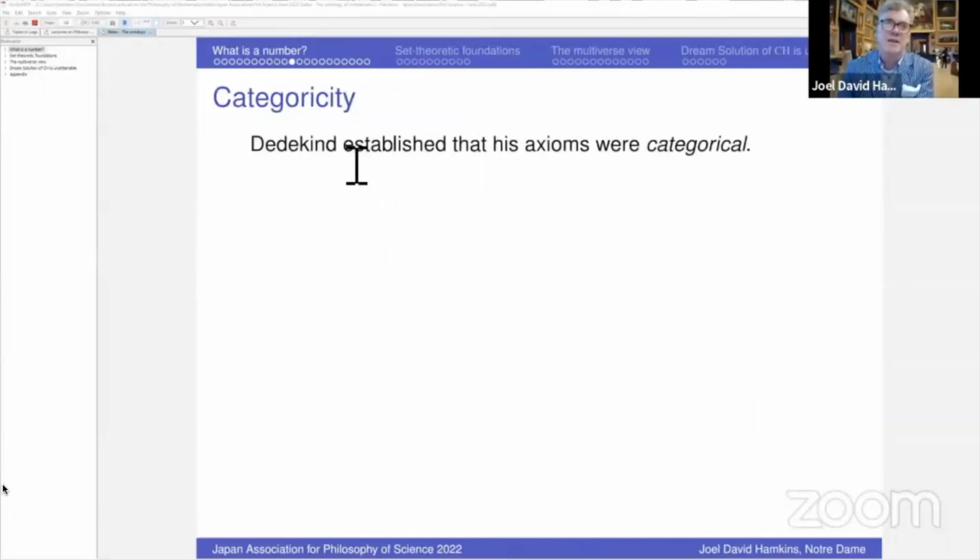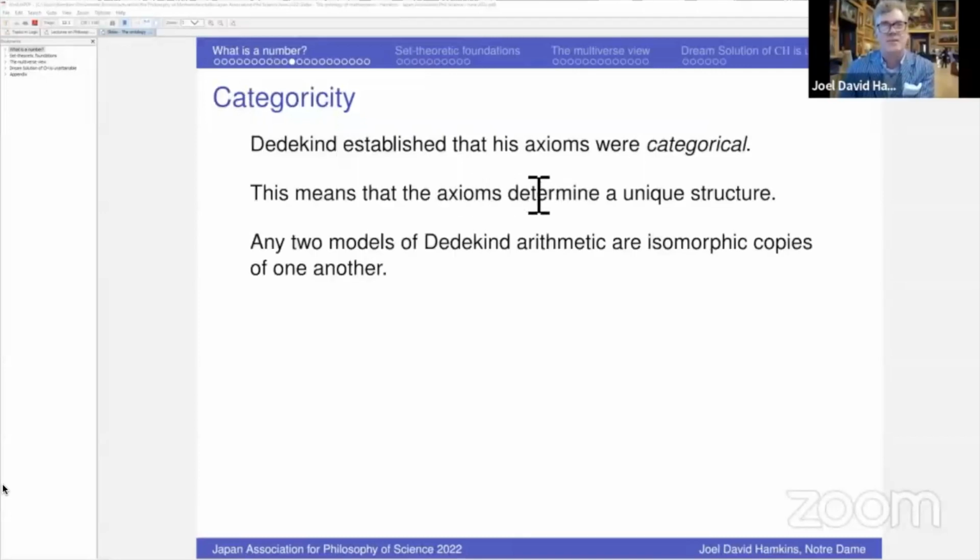So Dedekind also proved a very important property about his axioms, namely that they were categorical. And what that means is that the axioms determine a unique structure. And this is why I find Dedekind's analysis to be a kind of origin for the philosophy of structuralism, grounded in these categoricity notions. Any two models of Dedekind's arithmetic are isomorphic copies of one another.